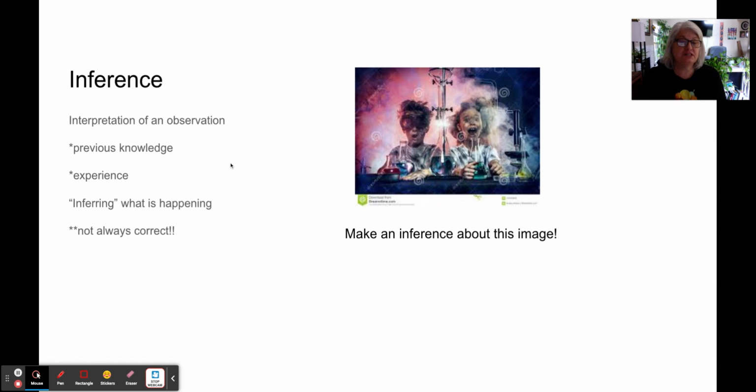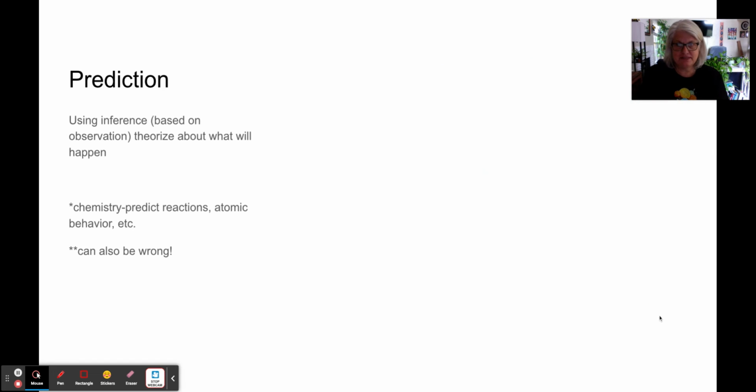Okay, so an inference could be that a chemical experiment exploded, something caught on fire, or the kids are doing something they shouldn't. Those are all inferences, right? Like the fact that there's smoke, we have learned through life that where there's smoke, there's fire. They look like they have some burn marks on them. Their hair is all crazy. Those are observations that help us interpret what is occurring. So that would be an example of inference.